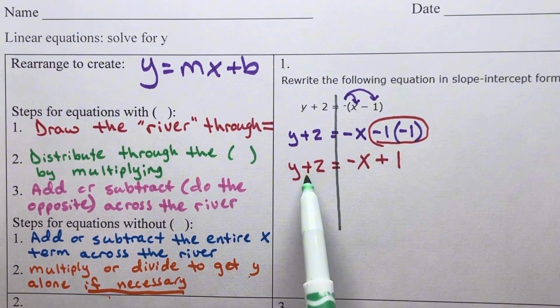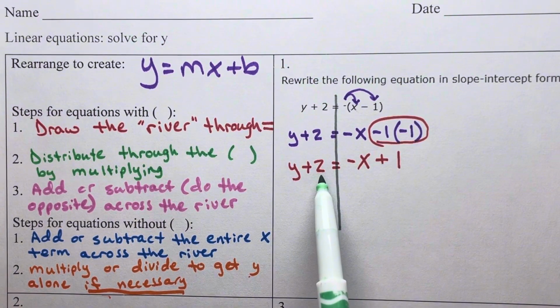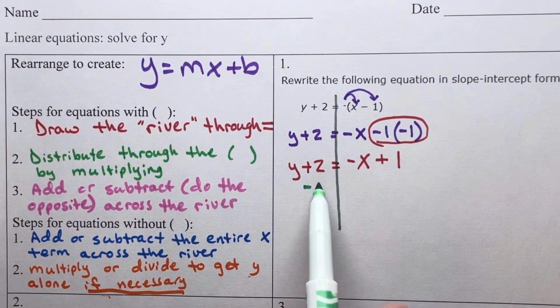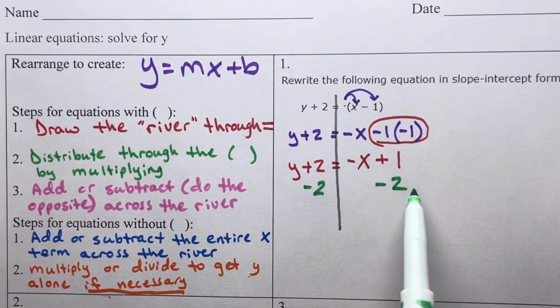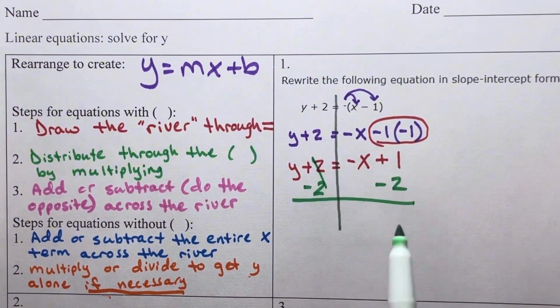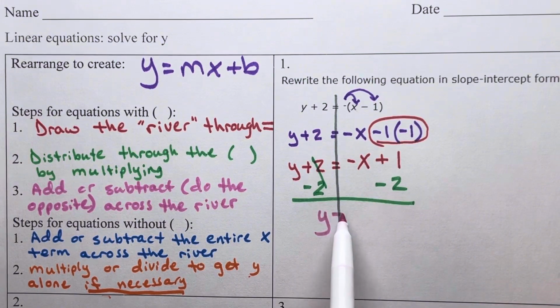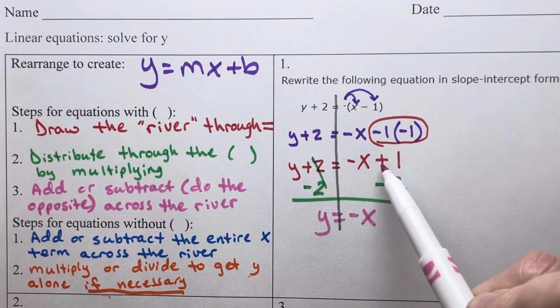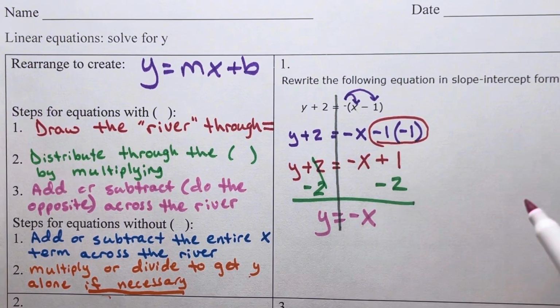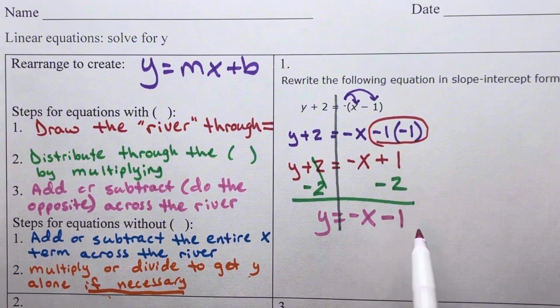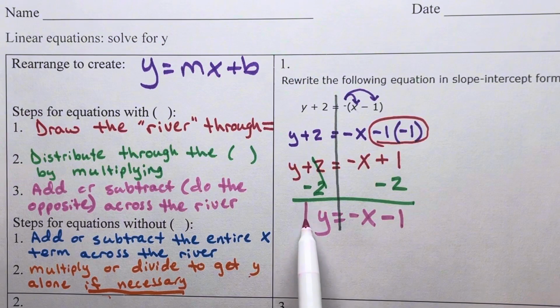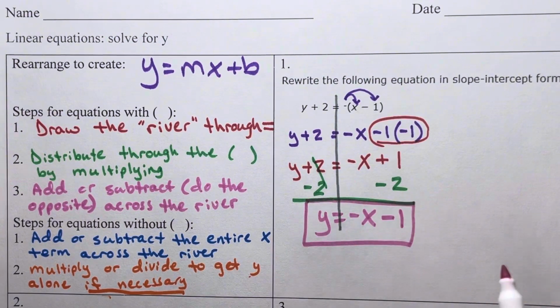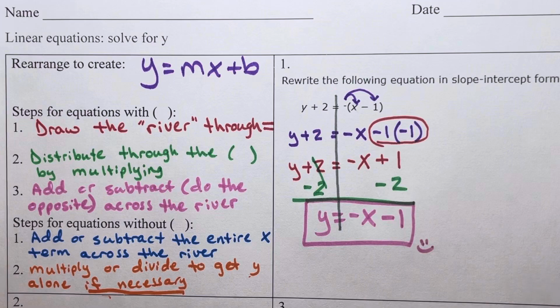So here is y plus 2. I need to get rid of the 2 by doing its opposite, so I'm going to subtract 2 on both sides of the river. As a result, we see that y is equal to negative x, and then plus 1, positive 1 minus 2 ends up equaling negative 1. So y equals negative x minus 1. All solved for y equals mx plus b. And there you go.